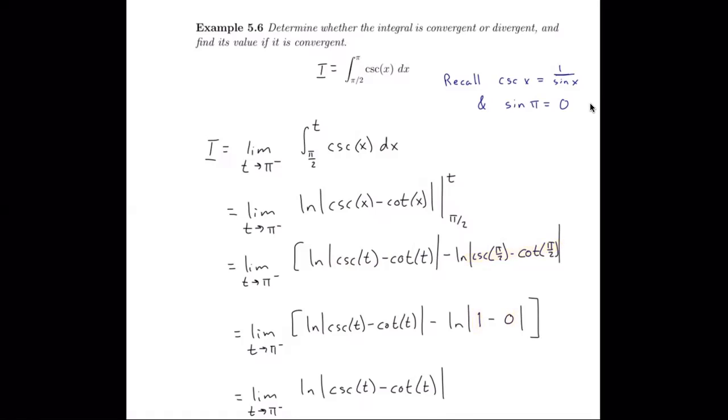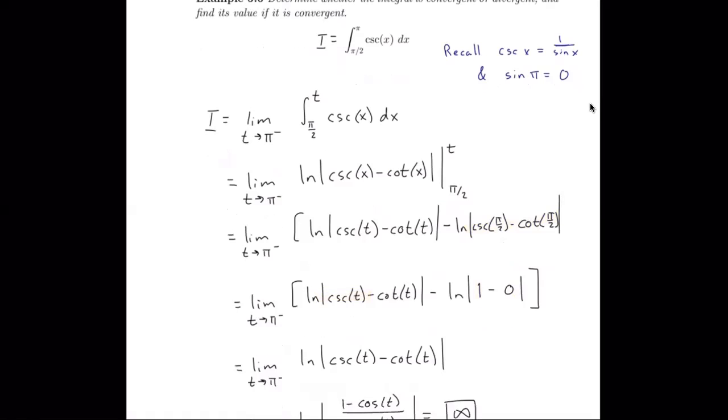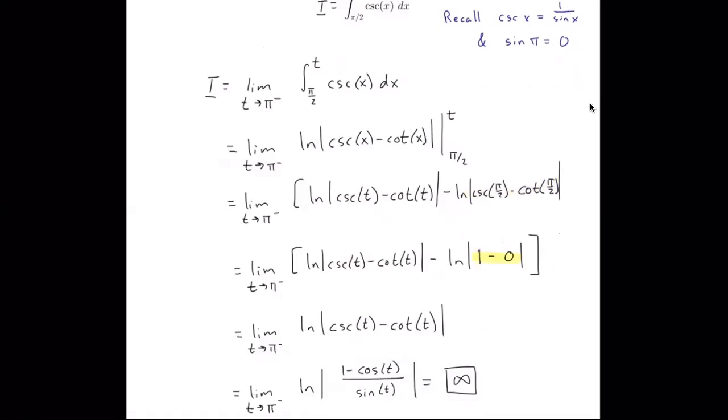Now we've left this one fixed for now. And we see that 1 minus 0 is in the argument of natural log. So that's going to be the natural log of 1. And the natural log of 1 is 0. Remember, e to the 0 equals 1. So natural log of 1 equals 0. They're inverse functions of each other.